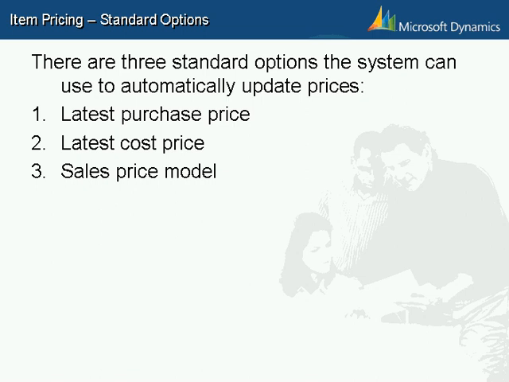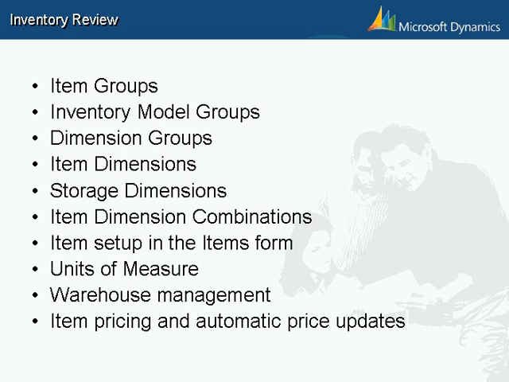Okay, so item pricing standard options. There are 3 standard options the system can use to automatically update price: latest purchase price, latest cost, and sales price model.